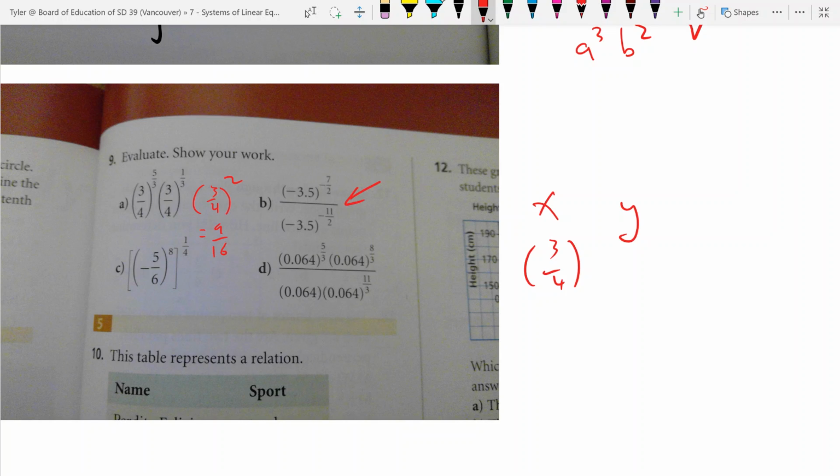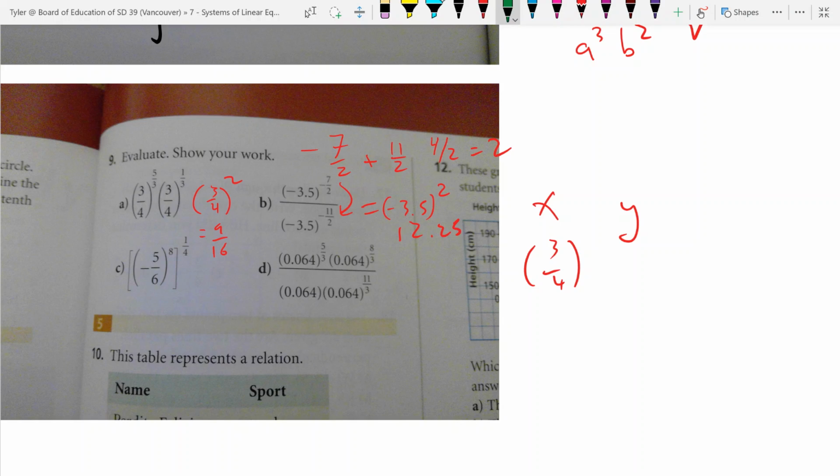Again, this question's going to work the same way, just we're going to treat this whole thing as if it was an x. So let's subtract these exponents. So negative 7 over 2 minus negative 11 over 2 is like we're adding. So it's going to become 4 over 2, which is the same as just 2. So this becomes negative 3.5 all to the power of 2, which you can do the exponent if you want, but whatever. It ends up becoming 12.25. Cool.